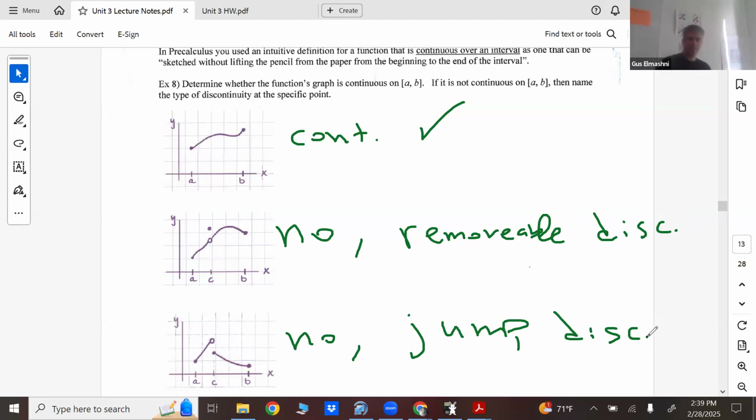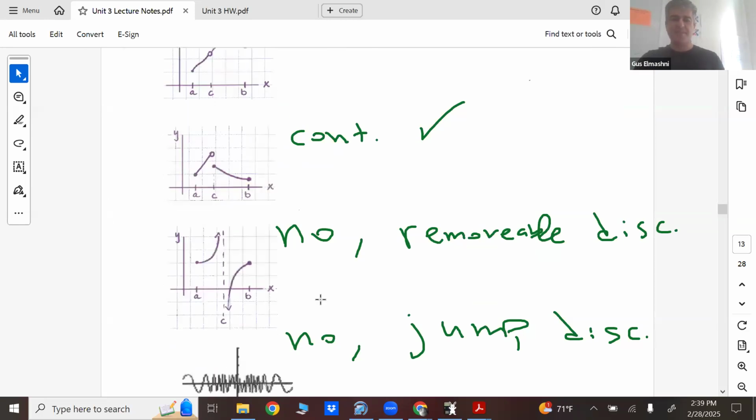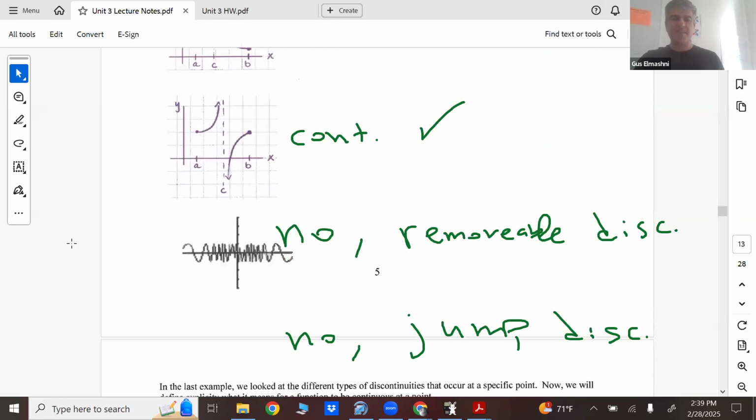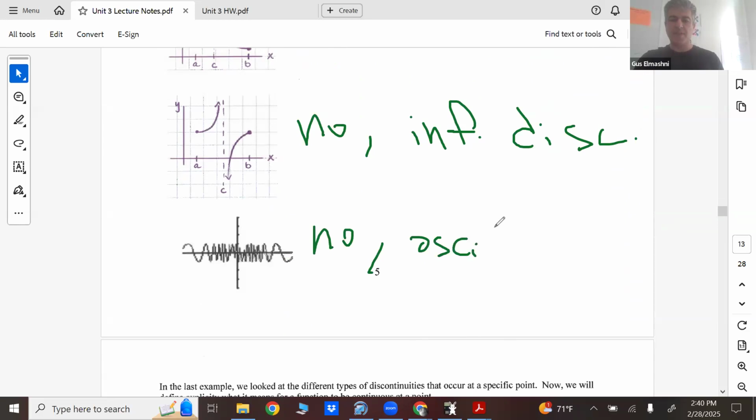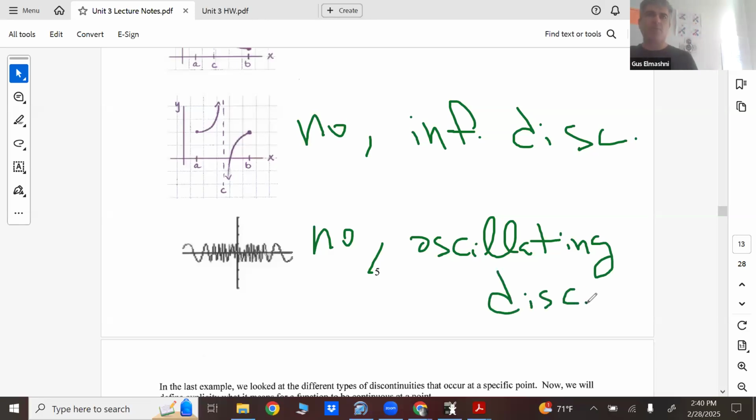Then the last one. And then this one will be infinite, so that's no. And that's also no. That's oscillating. What does oscillating mean? It just goes back and forth like crazy.